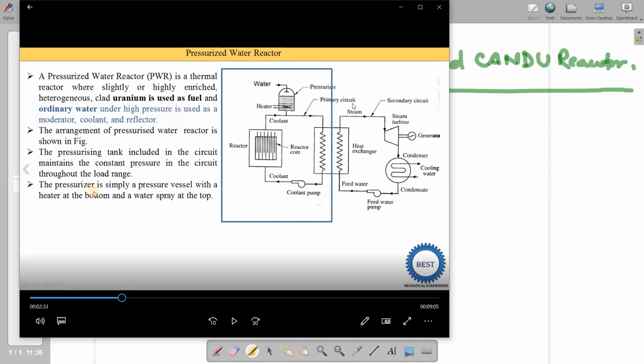The coolant remains pressurized. That means the coolant just passes through this reactor in a pressurized way, and due to its high energy, this coolant transfers its energy to the steam, that means the feed water, and the feed water is converted into steam, and this steam is used for electricity generation. This is the basic principle of the pressurized water reactor.